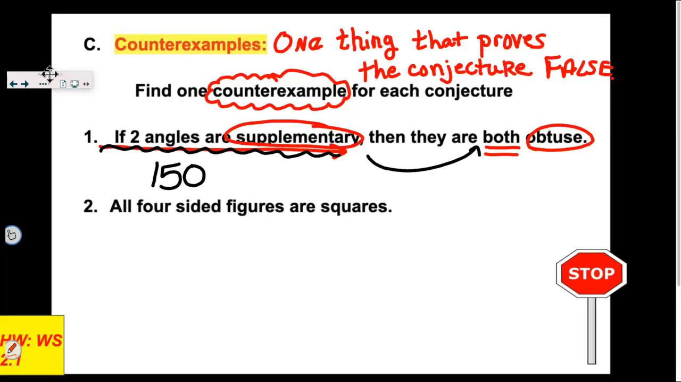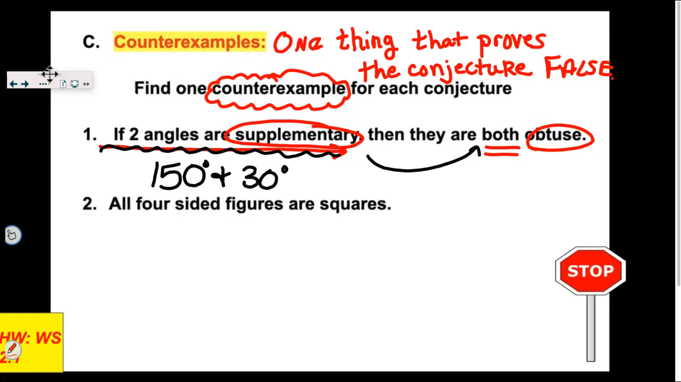In class I said, what's supplementary to 150? And they said 30. And I said, are they both obtuse? And the answer is no. I could have said a whole ton of different counterexamples for that one, because that's a really bad conjecture. But all you need is 1. So 150 and 30 degrees makes a counterexample. All curly-headed girls get A's in geometry, is my conjecture. But then I have a curly-headed girl get a D. That would be a counterexample.